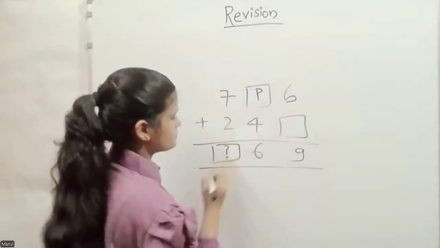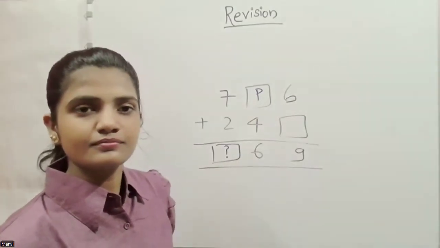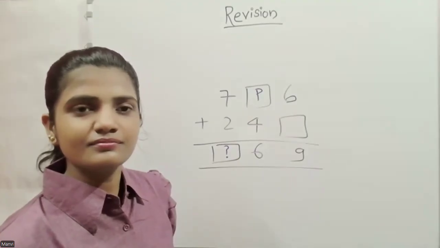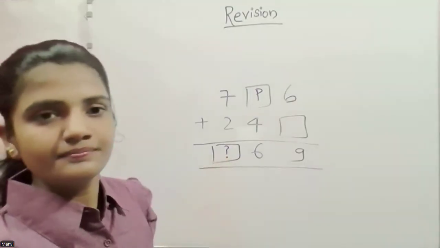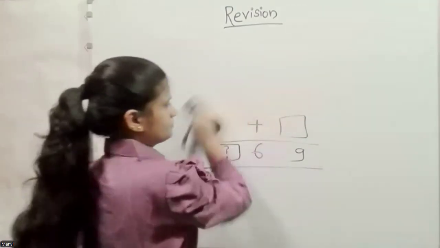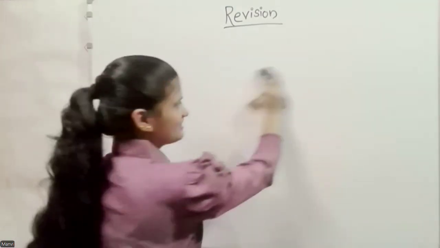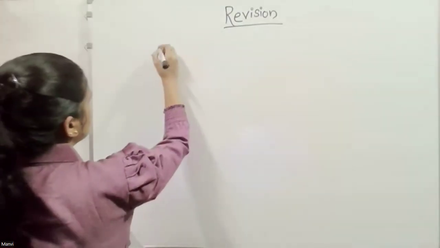What does the question mark represent? Which digit do we need to put here? 9. Good. Here it's 3. There was another box. One more box, but I didn't ask about that.